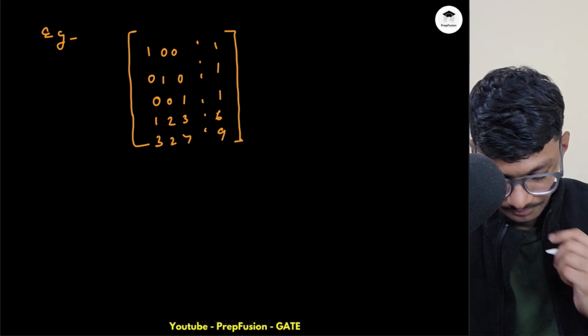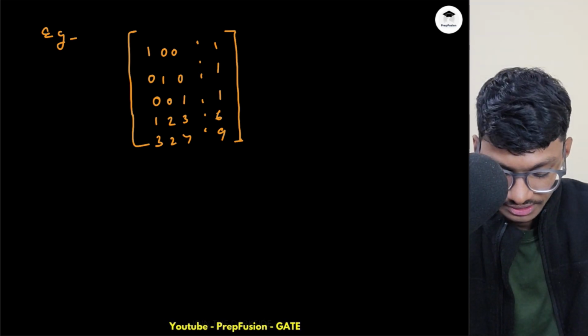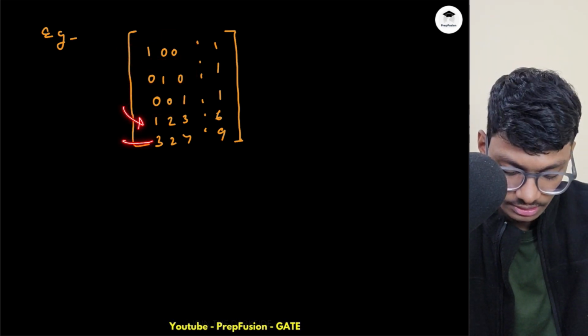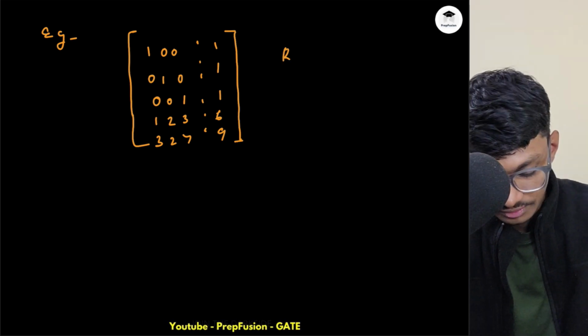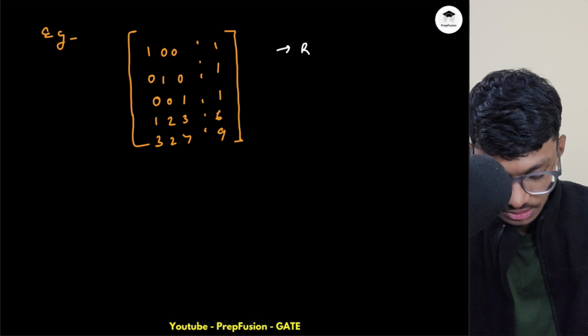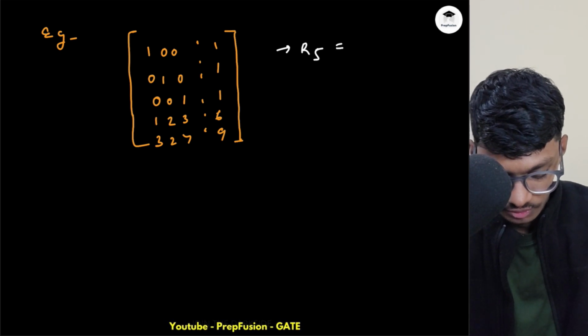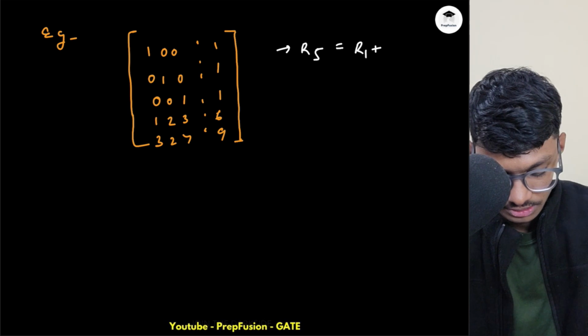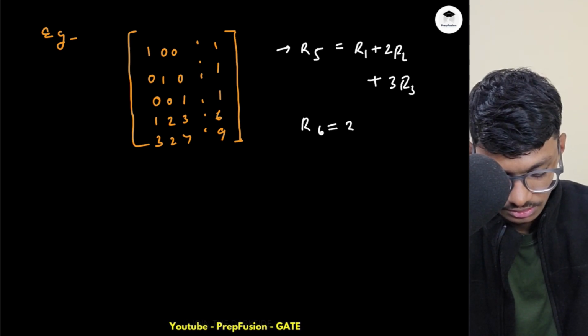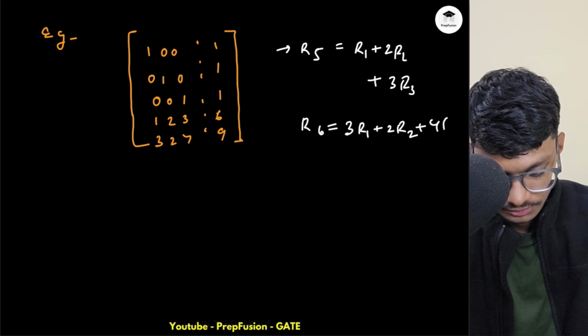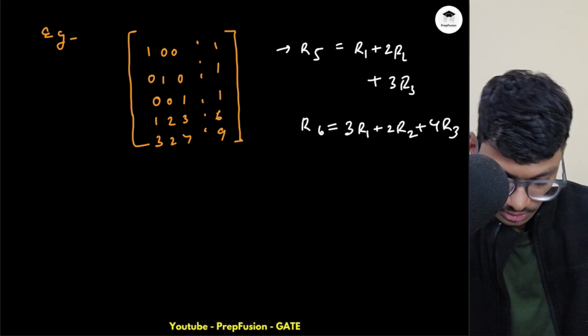Now basically what do you observe? With these 3 rows, you can obviously make a linear combination of these rows. So I can write row 5 as a linear combination of 1 times row 1 plus 2 times row 2 plus 3 times row 3. And row 6 is a linear combination of 3 times row 1 plus 2 times row 2 plus 4 times row 3.